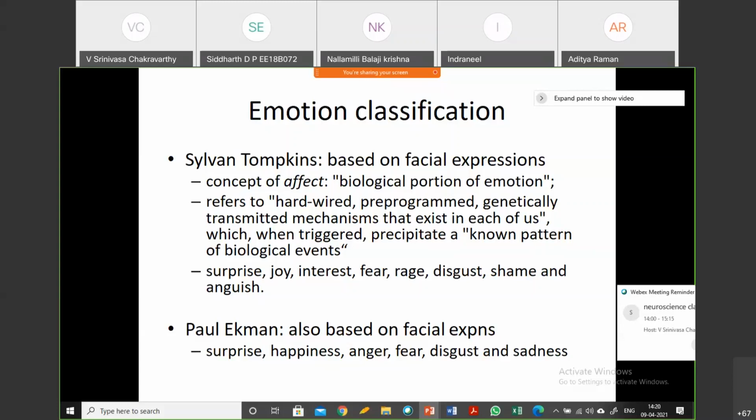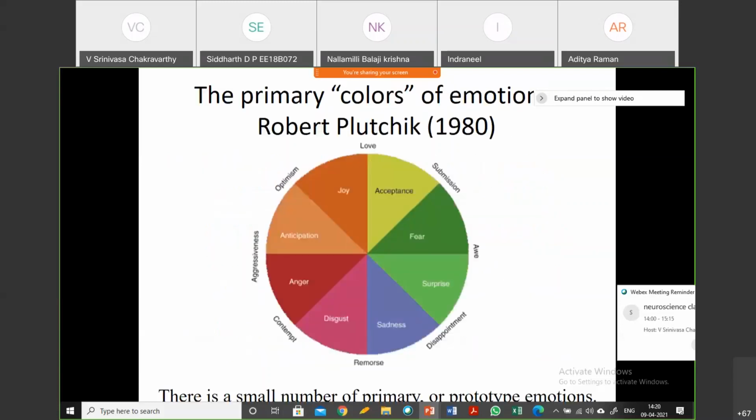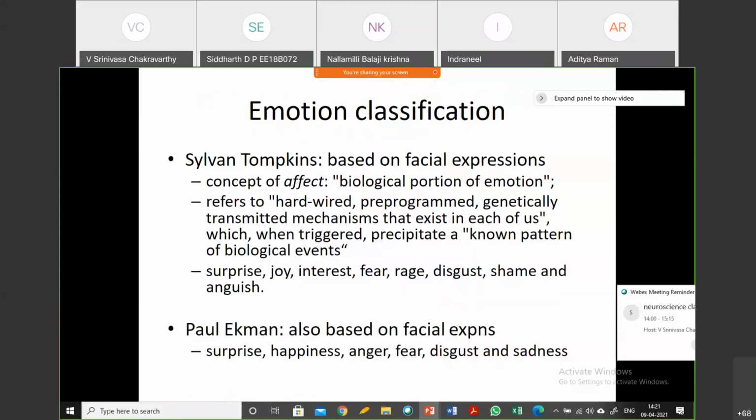Similarly, Paul Ekman, who has also used facial expressions to study emotions, came with a slightly different list: surprise, happiness, anger, fear, disgust, and sadness. Both lists don't perfectly match, but there are a lot of common entries in the two lists. Another thing is these are just given like lists, right? There is no attempt to relate one with the other. For example, happiness is a more positive emotion. Anger, fear, disgust, sadness are all negative emotions. Surprise is kind of on the happier side, positive side, but not as positive as happiness.